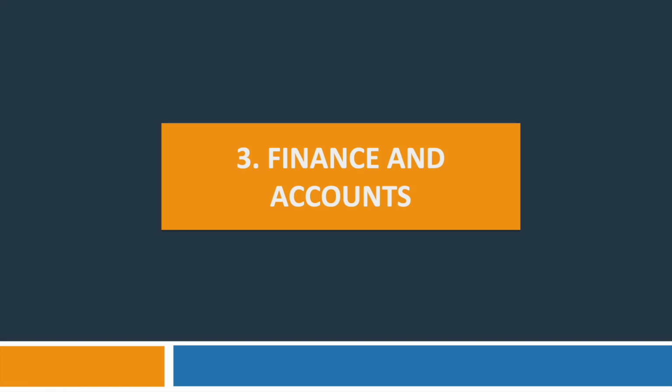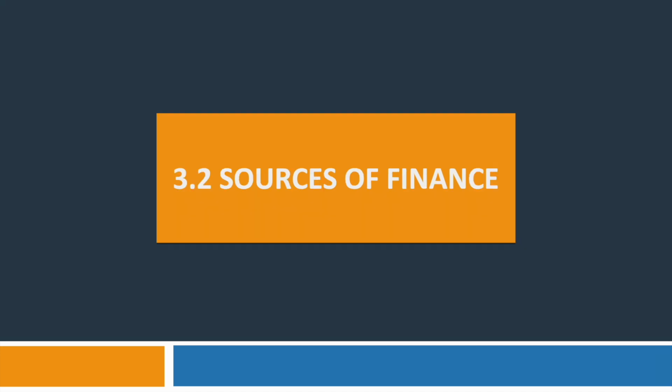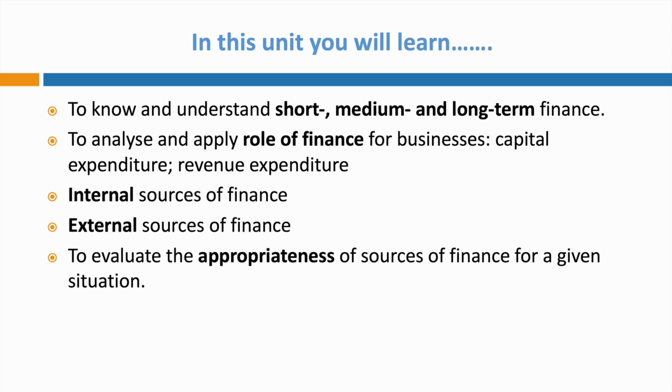Hi guys. In this unit, we're going to continue in our chapter on finance and accounts, and specifically, we're going to have a look at the sources of finance. So, the point of the chapter is to understand or learn the short, medium, and long-term types of finance. What role does finance play in general for businesses? What are the internal and external sources of finance? And we should also be able to evaluate the appropriateness of sources of finance for a given situation.